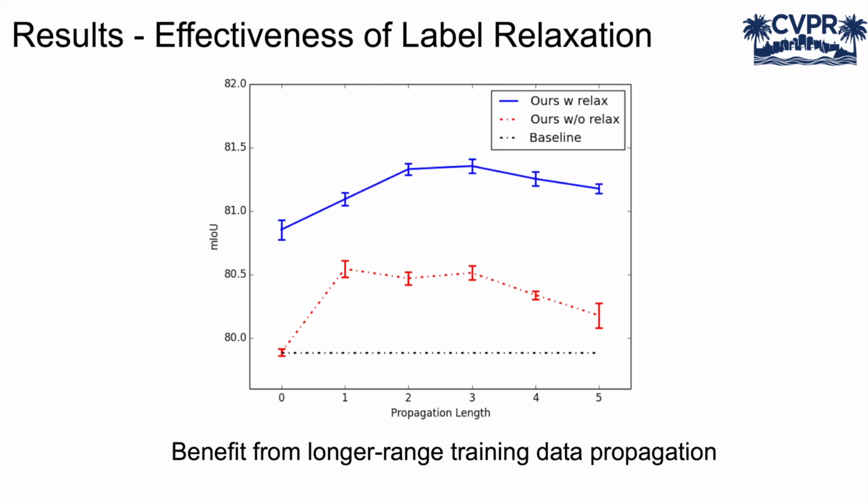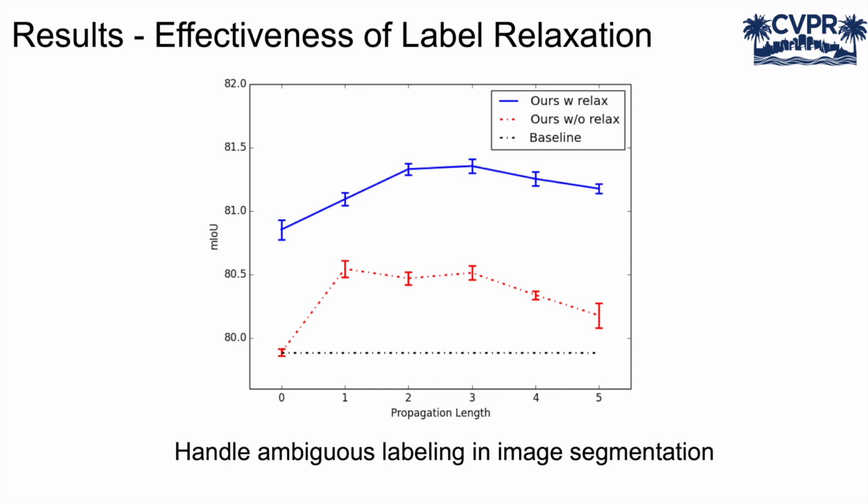Next, we show the effectiveness of label relaxation. Training with label relaxation performs much better than without it at all propagation lengths. We can now benefit from longer range training data propagation. For single image segmentation tasks without using our augmented data, label relaxation can also handle ambiguous labeling problems, which leads to a significant performance improvement.